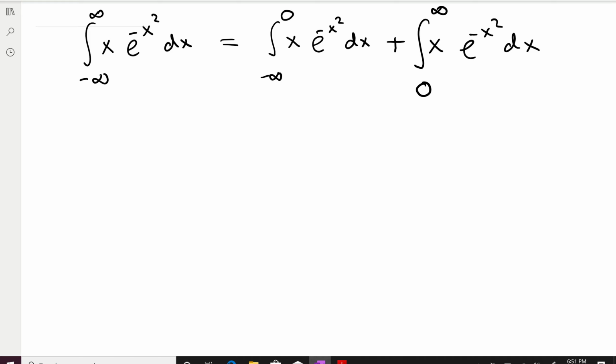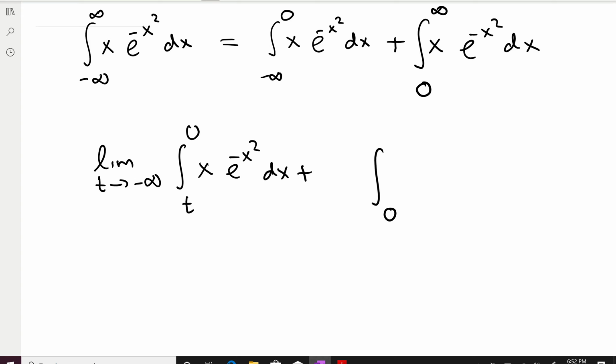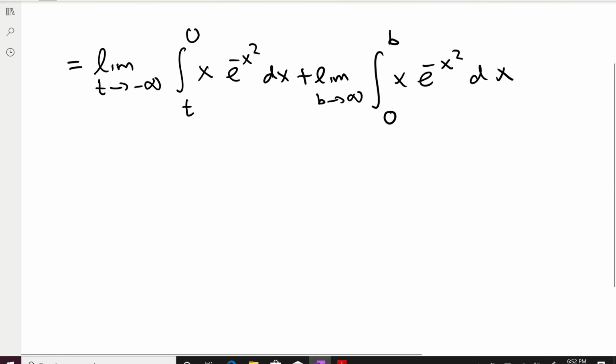Now that dilemma won't happen, because in the first integral we can replace negative infinity by t, and say limit when t goes to negative infinity, integrating from t to 0, x e to the negative x square dx, plus, on the second integral, we can replace infinity by a different letter b, and let the limit as b goes to infinity, integrate x times e to the negative x square. Okay, so simple fix. Right, now let's do the integration.